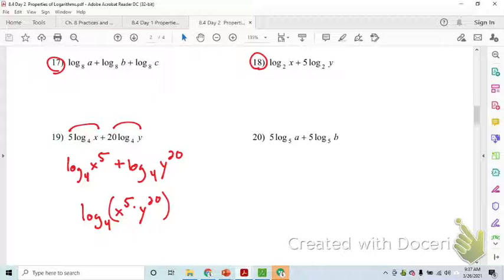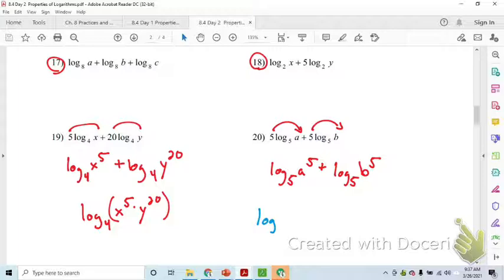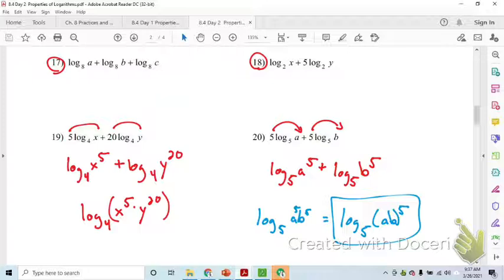Then over here, this will be 5 over there, 5 on that. So this would be log base 5 of a to the 5th plus log base 5 of b to the 5th. And your answer could look a couple different ways here. One way could be log base 5 of a to the 5th, b to the 5th. That's the same thing as saying log base 5 of ab to the 5th power. Either way it looks fine. I think I like this one better. It just looks less cluttered.